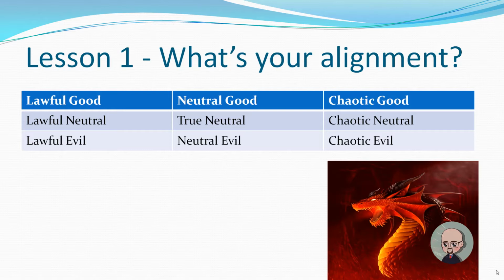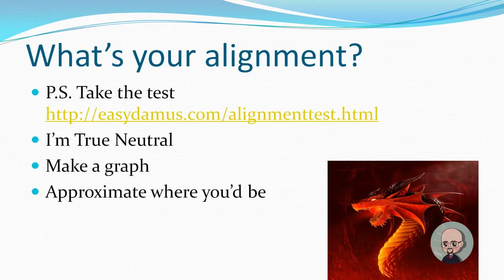What's your alignment? You may be familiar with one of the popular games like Pathfinder or Dungeons and Dragons or another role-playing game and have seen a chart like this. So you're lawful good, lawful neutral, lawful evil, neutral good, true neutral, neutral evil, chaotic good, chaotic neutral, or chaotic evil. Now, why don't you take the test? If you'd like, you could go take the test at easydamas.com alignmenttest.html.